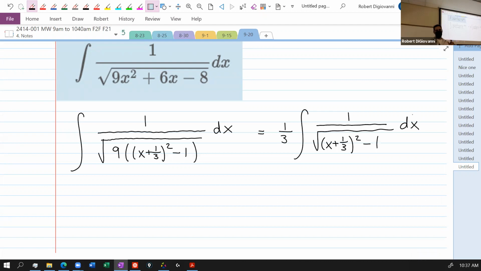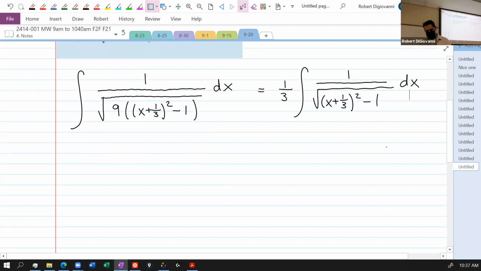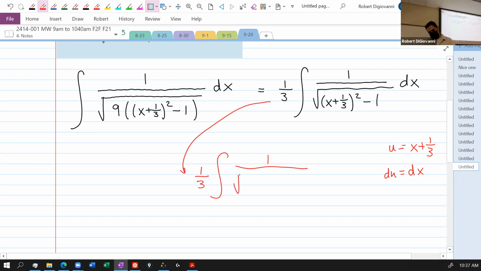Kind of. Let me help you see it. I'm going to make a quick u sub. Just watch my quick u sub. I'm going to let u be equal to the x plus 1/3. Du would be what? 1 dx, right? Du is dx. Let me rewrite the integral. 1/3 integral 1 over square root of, okay, what is the x plus 1/3 squared? U squared, right? Minus 1, and then dx is du.